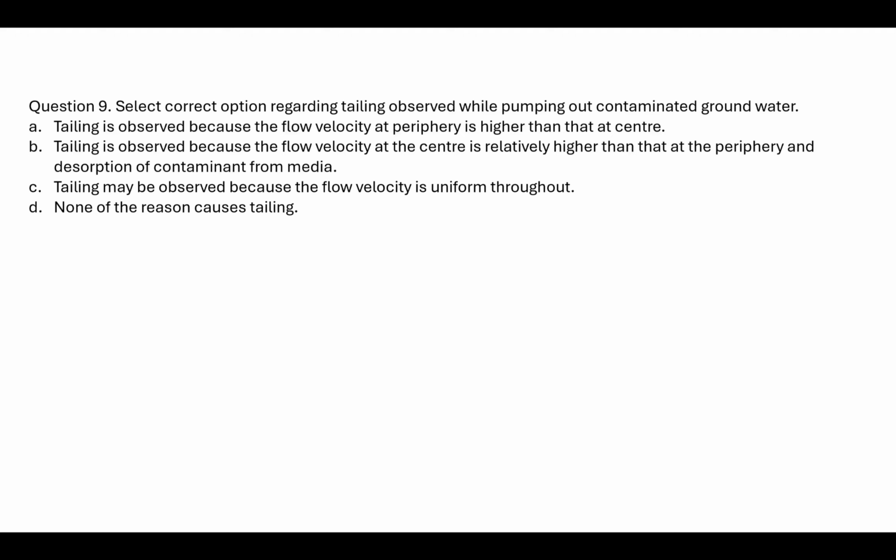So this option is correct, that the velocity at center is higher than the periphery, and the contaminants get desorbed from the surrounding media. That's why tailing and rebound is seen in the aquifers. And the next option is tailing may be observed because the flow velocity is uniform throughout. So the statement is not correct. Flow velocity is not uniform. So B is the correct answer. Tailing is observed because of the desorption of the contaminants from the media and because of the higher velocity at the center as compared to the periphery.